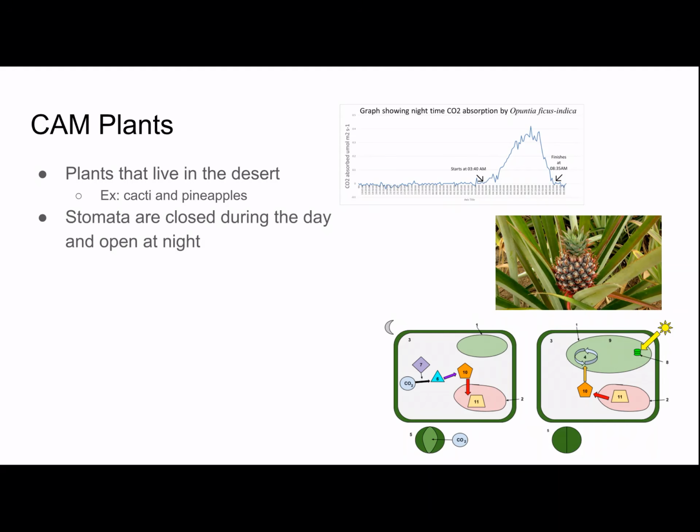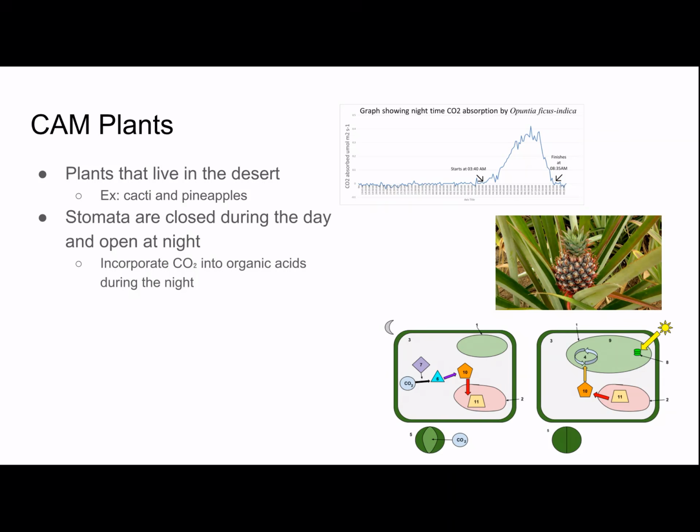That graph shows the time when that plant absorbs the most carbon dioxide, and it absorbs the most carbon dioxide during the night to be specific, between around 4 a.m. and 8 a.m. That's when it absorbs it. So that's when the stomata are open.